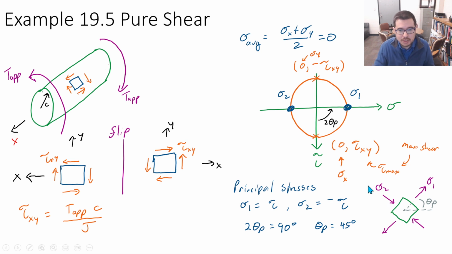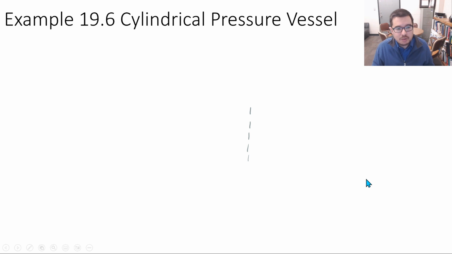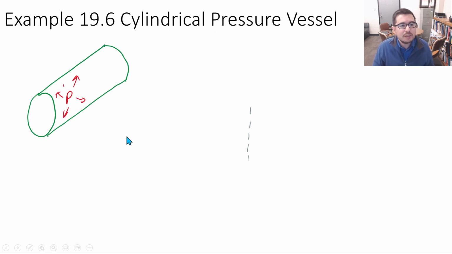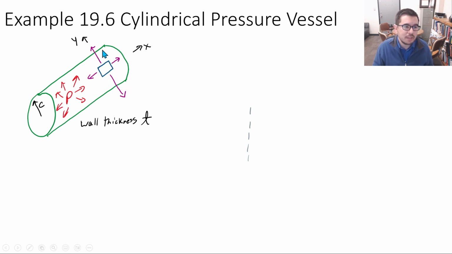Okay, let's do another example. Last example, and then there will be a question. Cylindrical pressure vessel. So we've seen this before. We have some internal pressure. We have an element. The hoop stress in this case is in the y direction. The longitudinal stress is in the x direction. It has radius r, wall thickness t. You're like, okay, I already know what the normal stresses are going to be, but just give us a second.